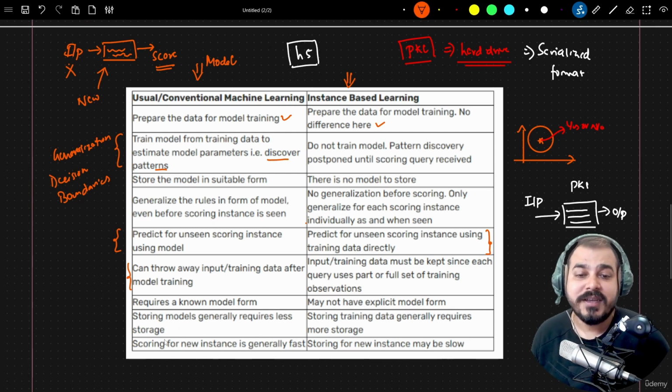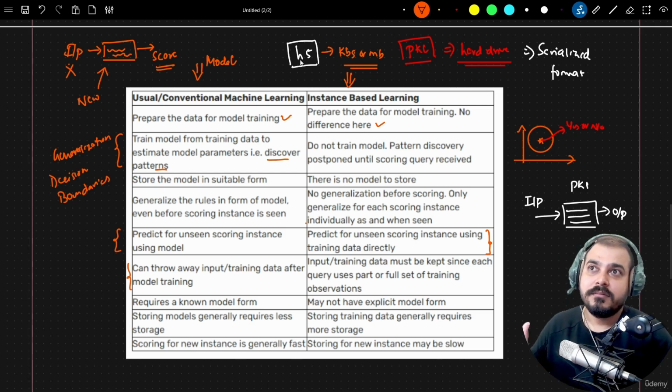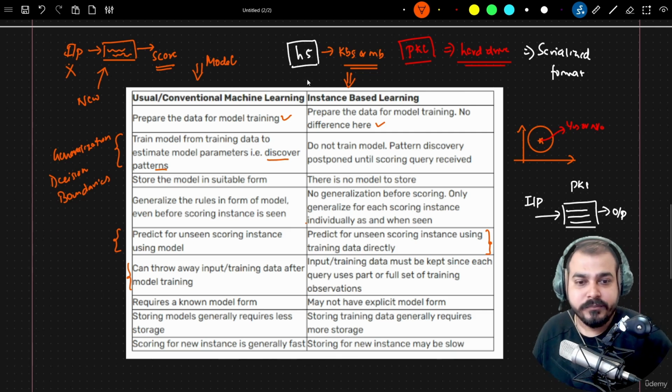Storing a model generally requires less storage because the model pickle file that is created will be in KBs or MBs. We don't store any training data; we just create this serialized pickle file, and inside it the model is able to recognize patterns and create decision boundaries. Whereas storing training data generally requires more storage. Obviously in instance-based learning, just imagine your training data has 10,000 or 1 million records. It is obviously going to take more storage space.